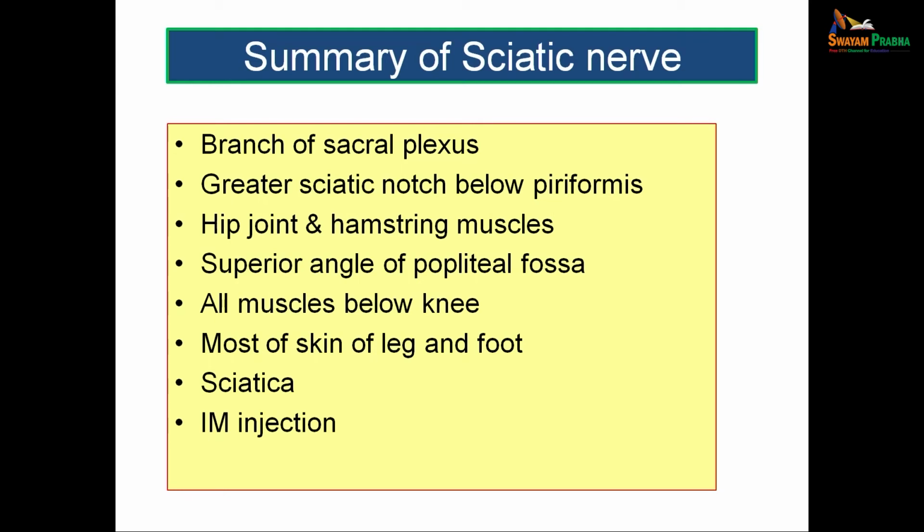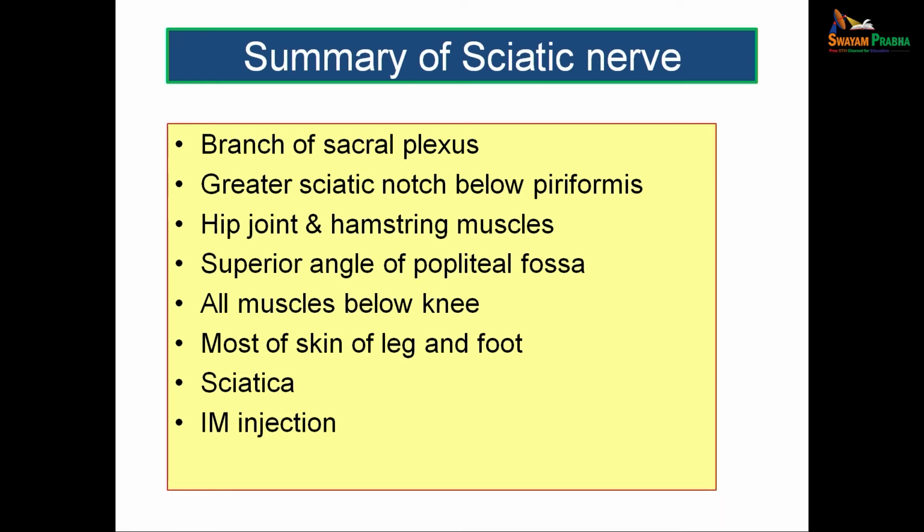Coming to the summary of the sciatic nerve, we looked at the sciatic nerve origin, and it is a branch of the sacral plexus, a terminal branch coming out through the greater sciatic notch below the piriformis. It supplies the hip joint and the hamstring group of muscles present on the back of the thigh, and terminates at the superior angle of the popliteal fossa. It supplies all muscles below the knee, and so if there is an injury to the sciatic nerve, all the muscles below the knee will be paralyzed.